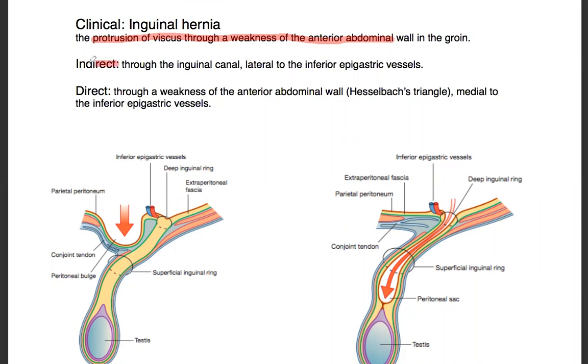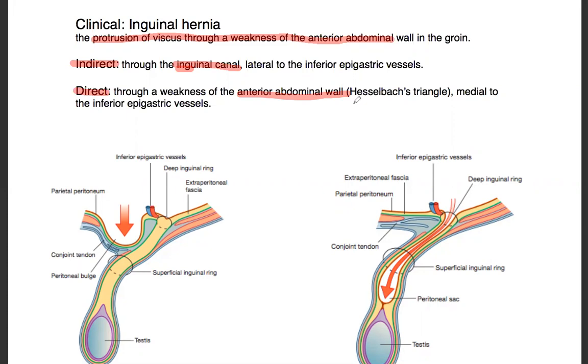There are two types, direct or indirect. So indirect goes through the inguinal canal itself, while direct goes directly through the anterior abdominal wall. The best way to remember it is that direct goes directly through the wall. While indirect goes inside the inguinal canal all the way till it reaches outside. Make sense? Indirect goes through the inguinal canal, direct goes through the abdominal wall.